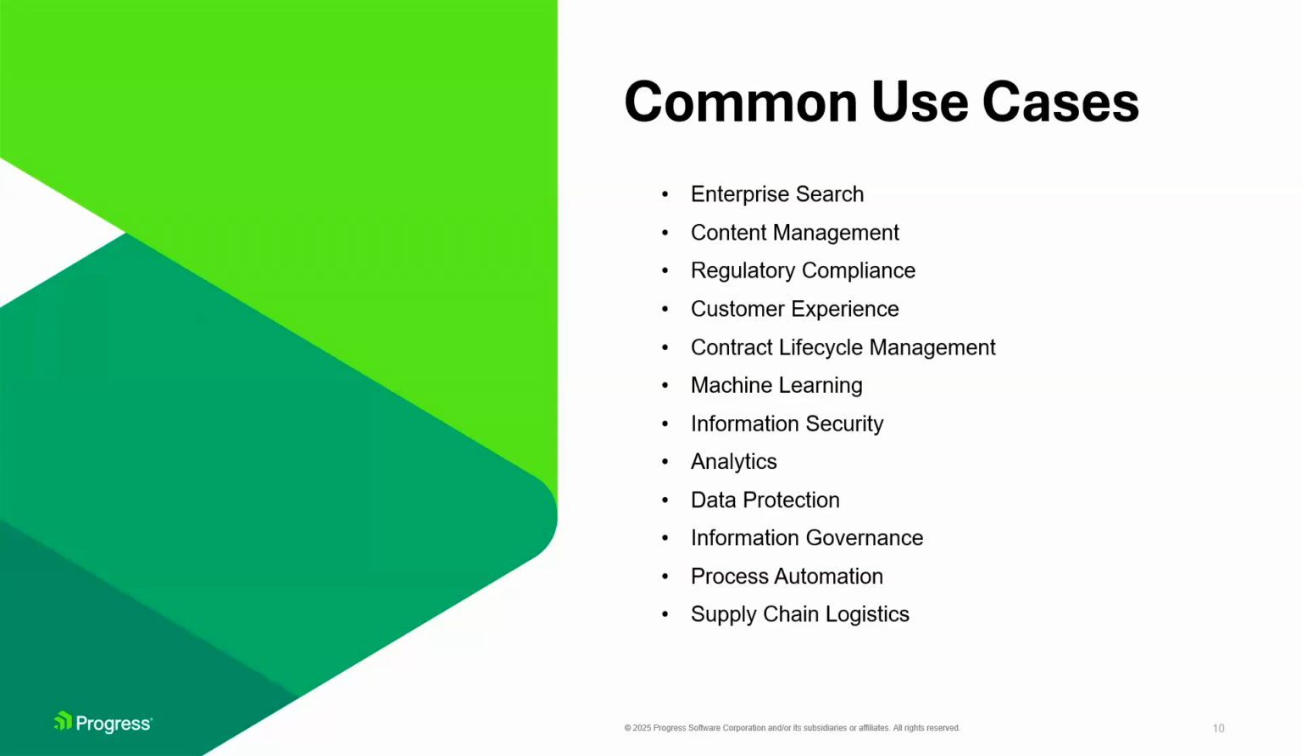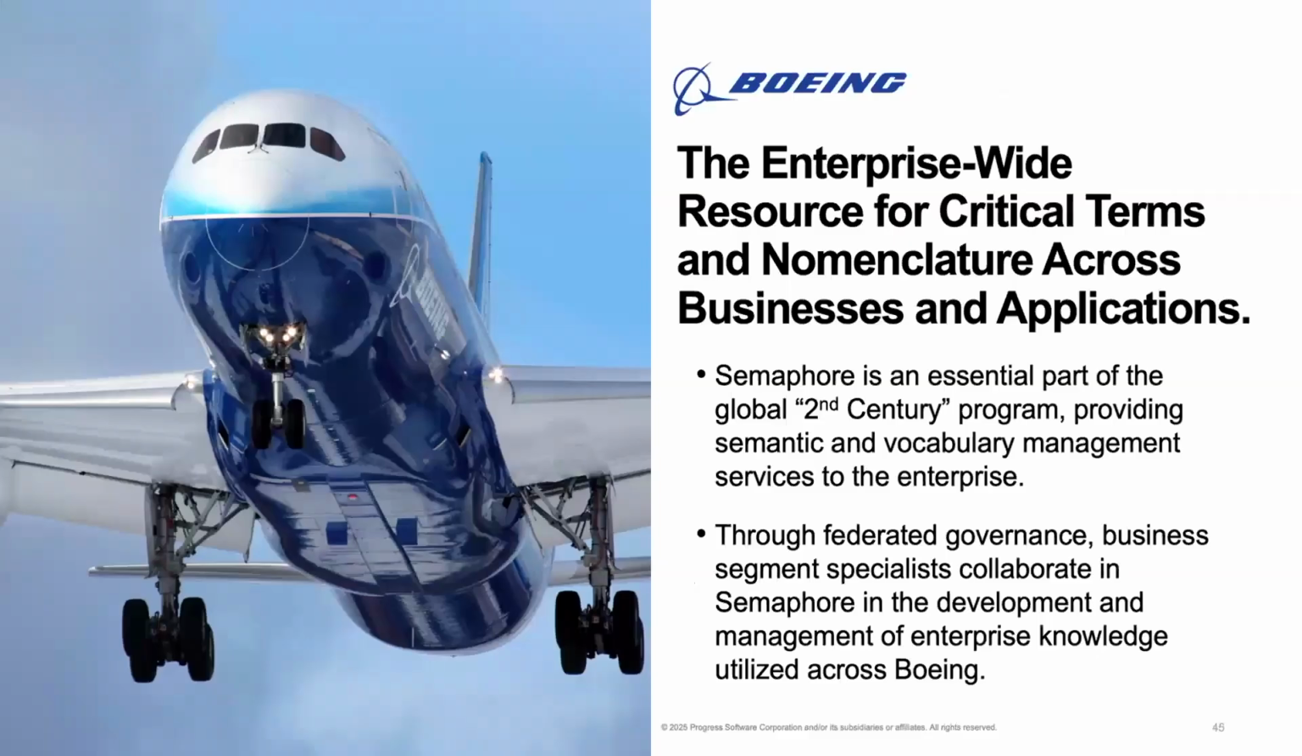The first use case I want to mention is a client, Boeing. Boeing's been a client of Progress for a long time. I chose this really because it emphasizes the long-term value that Semaphore is bringing to the organization. There's a team at Boeing that manages these terms and nomenclature that are used across businesses and applications. They've been doing this for probably over 10 years at least.